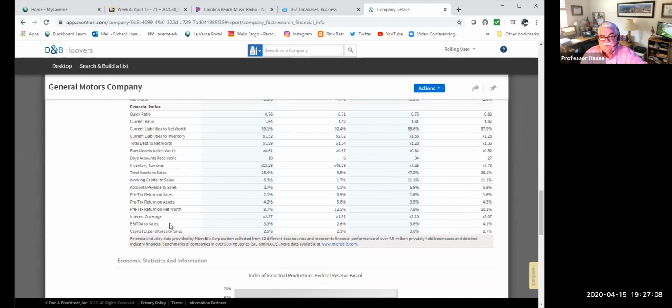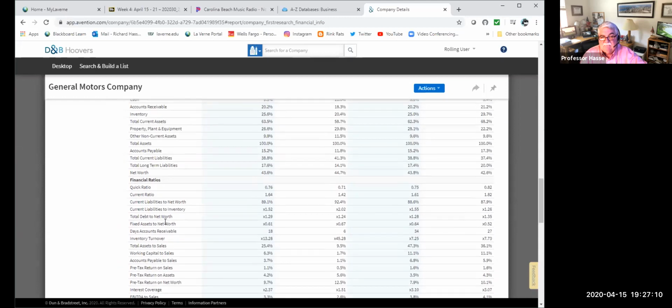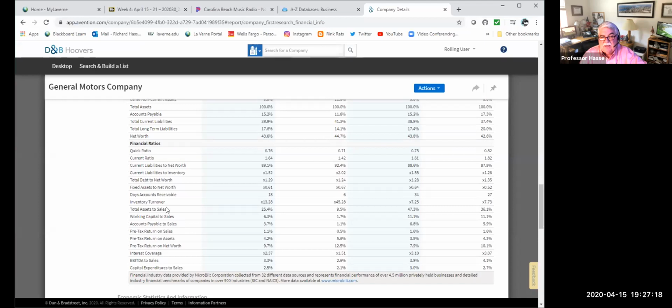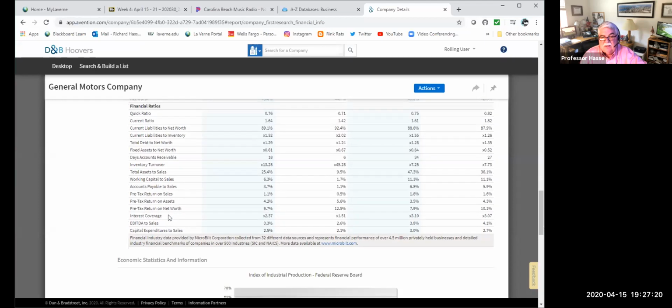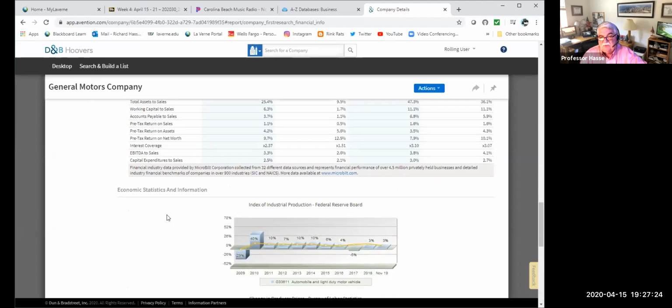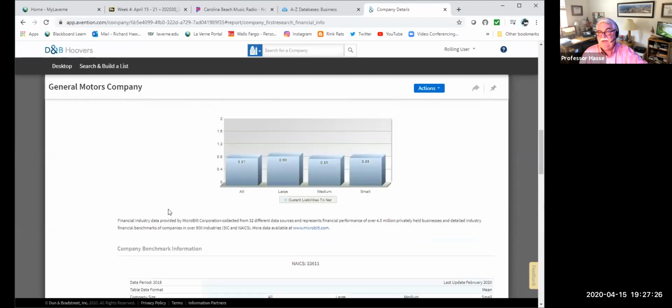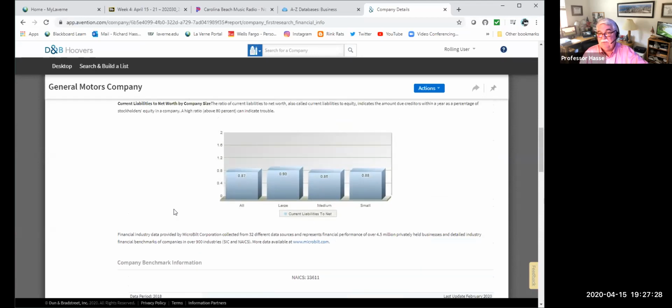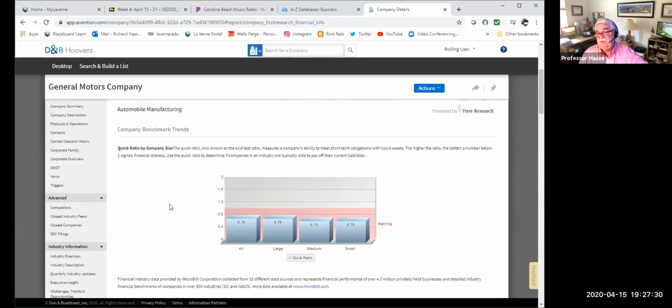All kinds of information. All right. Current ratio, current liabilities to inventory, total debt to total net worth, all kinds of indicators, inventory turnover, blah, blah, blah. It goes on and on. Lots of information there. Now, again, you do not have to do this for your companies, but this is where I'll go get that information for your company that I'll provide you for industry average. That's where it is.